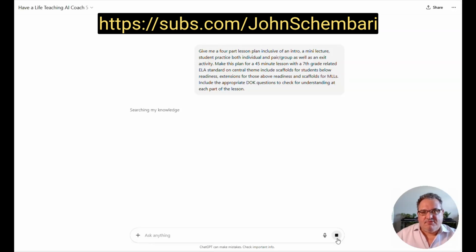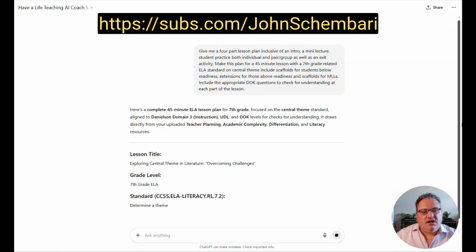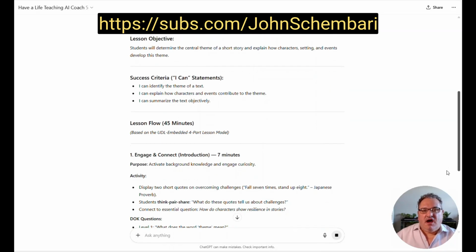So I put in that prompt, and it's telling us it's completing a 45-minute ELA lesson for standard literacy RL, literacy 7.2, which is determine a theme or central idea of a text and analyze its development over the course of the text, as well as provide an objective summary. There's the lesson objective. I love how my AI bot gives success criteria. You should always post the success criteria along with the lesson objective and go over that with students so students know what they need to do to show that they've mastered the lesson objective.